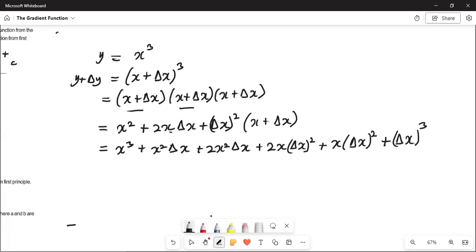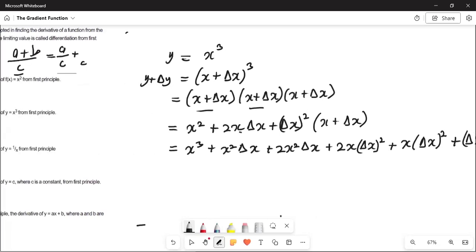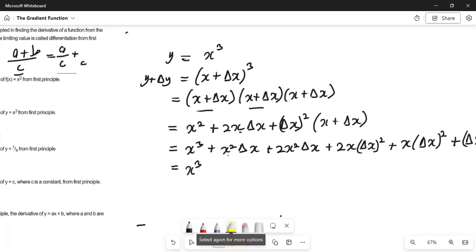Now let's collect like terms, anything that is carrying the same power. So this will be x³ here. This x²Δx and 2x²Δx can be added. Why? Because this has x² and one Δx, this also has x² and one Δx, so we can add them together. So x²Δx plus 2x²Δx is 3x²Δx. What I did here is like saying 1x² plus 2x², that is 3x².